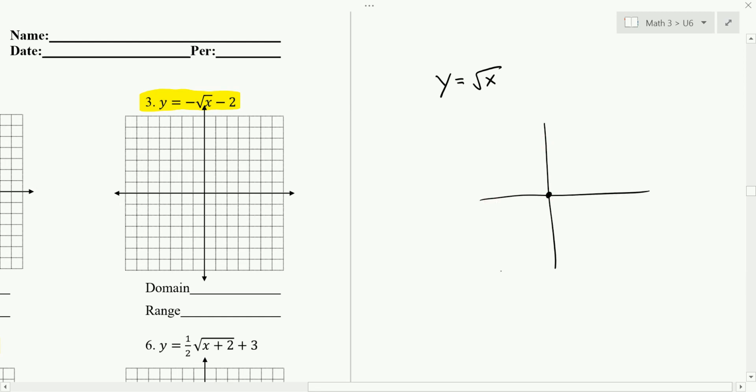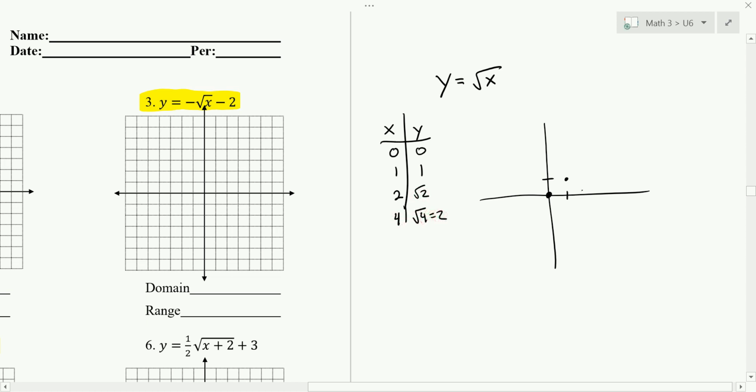It starts at the point 0, 0, because to make a table of points here, plug in 0 for x, you get 0 for y. You plug in 1 for x, you get 1 for y, so 1, 1. And then 2, you get a square root of 2, which is hard to graph. So you want to pick perfect squares, so square root of 4, which is 2.